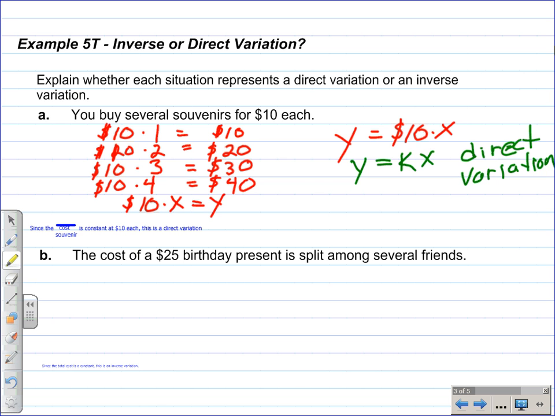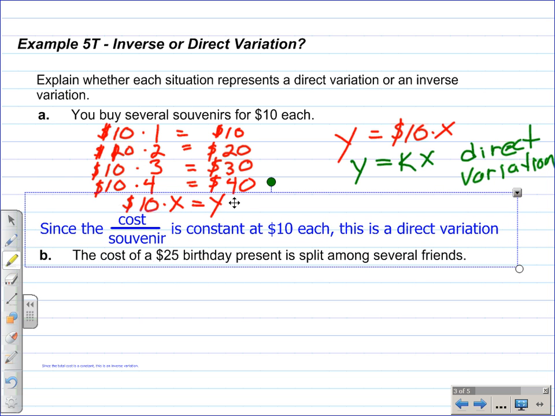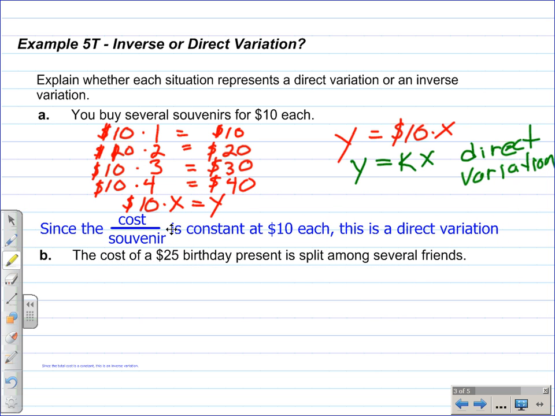Now, a good written answer to this would be here. Since the cost per souvenir is constant at $10 each, this is a direct variation. And we can see that each time we found a new cost and we increased the number of souvenirs bought, the cost per souvenir never changed. That's why this is a direct variation.